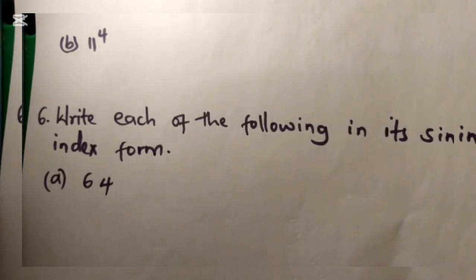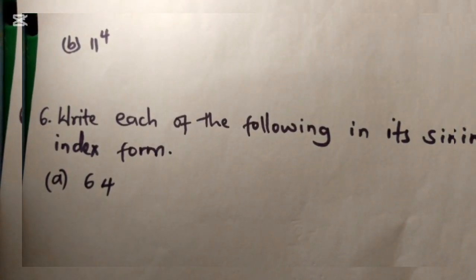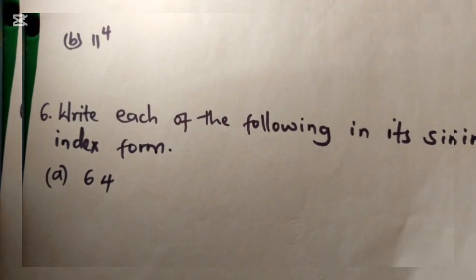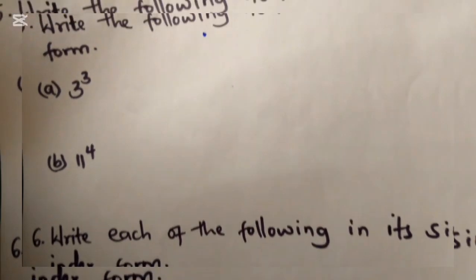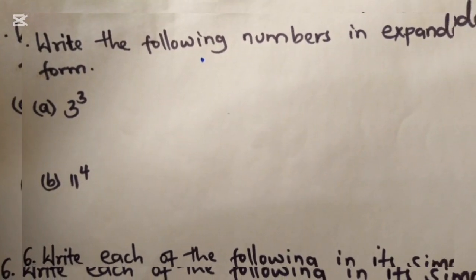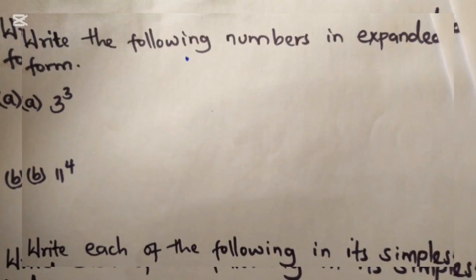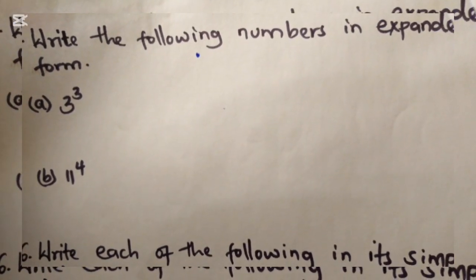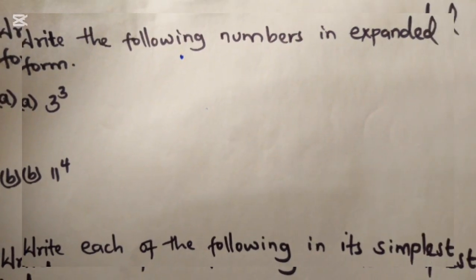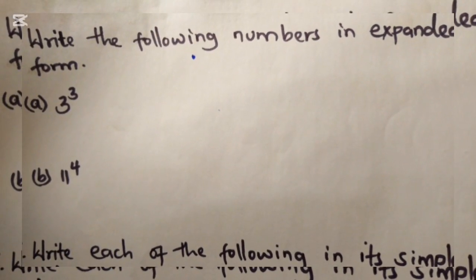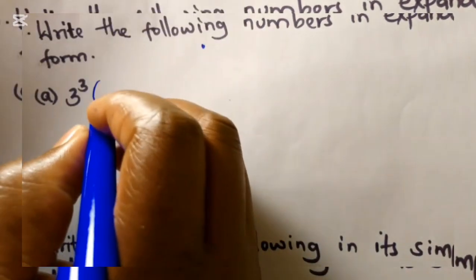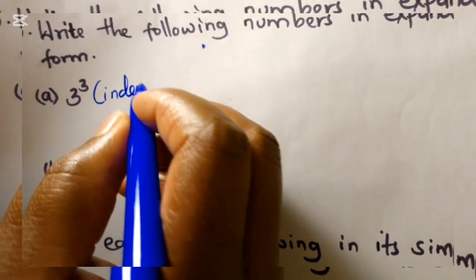Let us proceed to the other questions. We have some more questions with us. The question is number 5. Write the following numbers in expanded form, meaning that the numbers are already in index form.